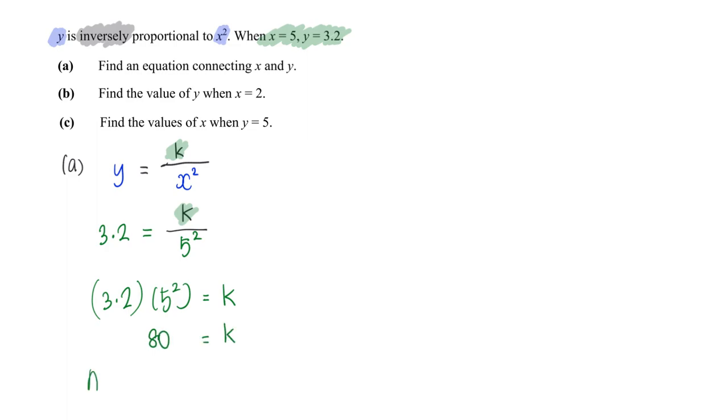And so for part A, the answer would be y is equal to k, and k we now know is 80, divided by x squared. Done. For part B, find the value of y when x is 2. So 80 divided by 2 square. And simply use your calculator, you will get y equals 20. Done.